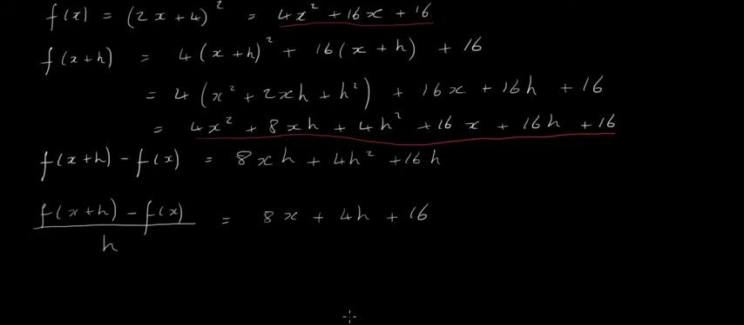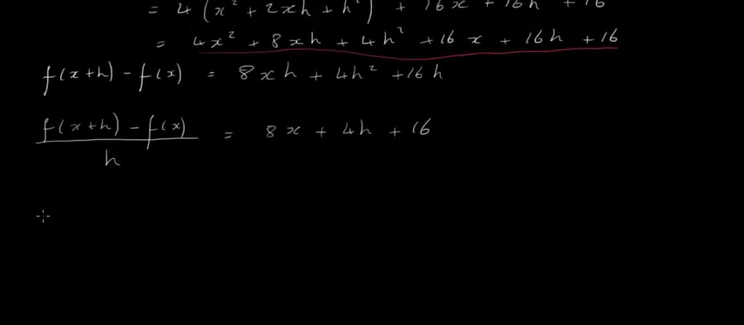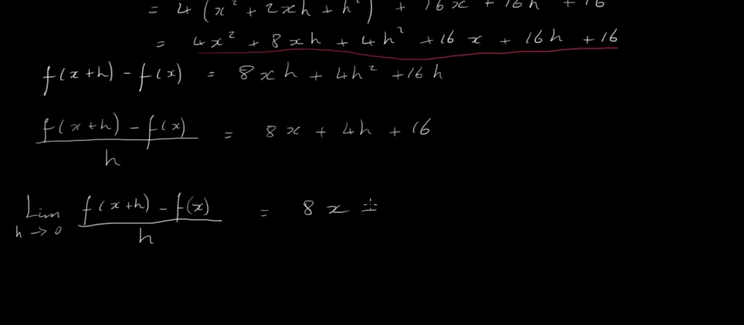Okay, now the last thing I need to do really is just to get the limit of this. The limit of f of x plus h minus f of x all over h, and I want h to approach 0 here. So if h approaches 0 here, I'll get 4 times 0 here if you like, and I'll end up with 8x plus 16. And that's it differentiated from first principles.